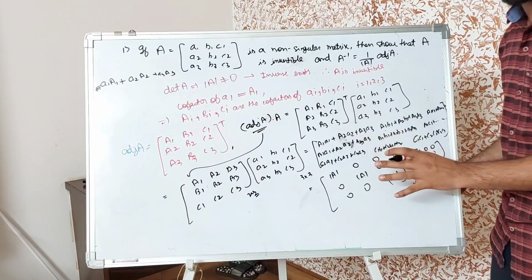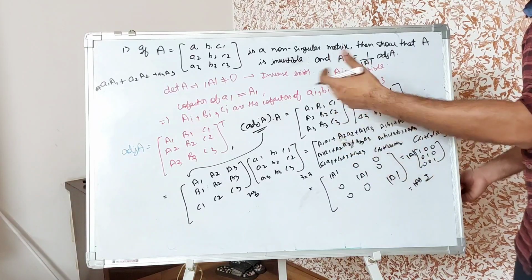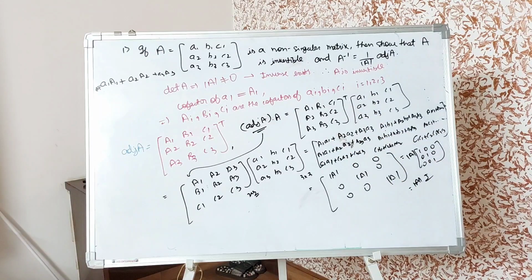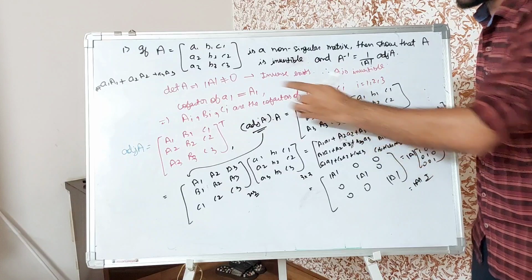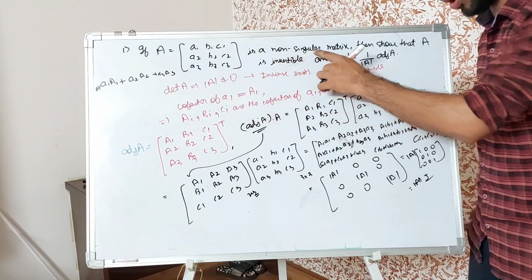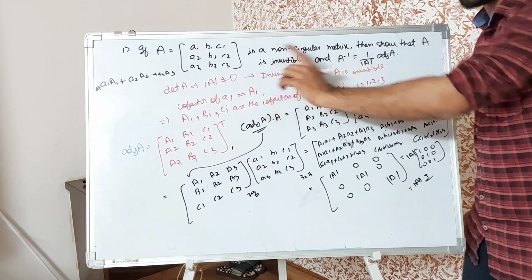So I will very quickly wrap this and we'll move towards concluding with this answer. Meanwhile, I will quickly explain this once again. So determinant of A, since it's non-singular, means determinant of A is not 0.